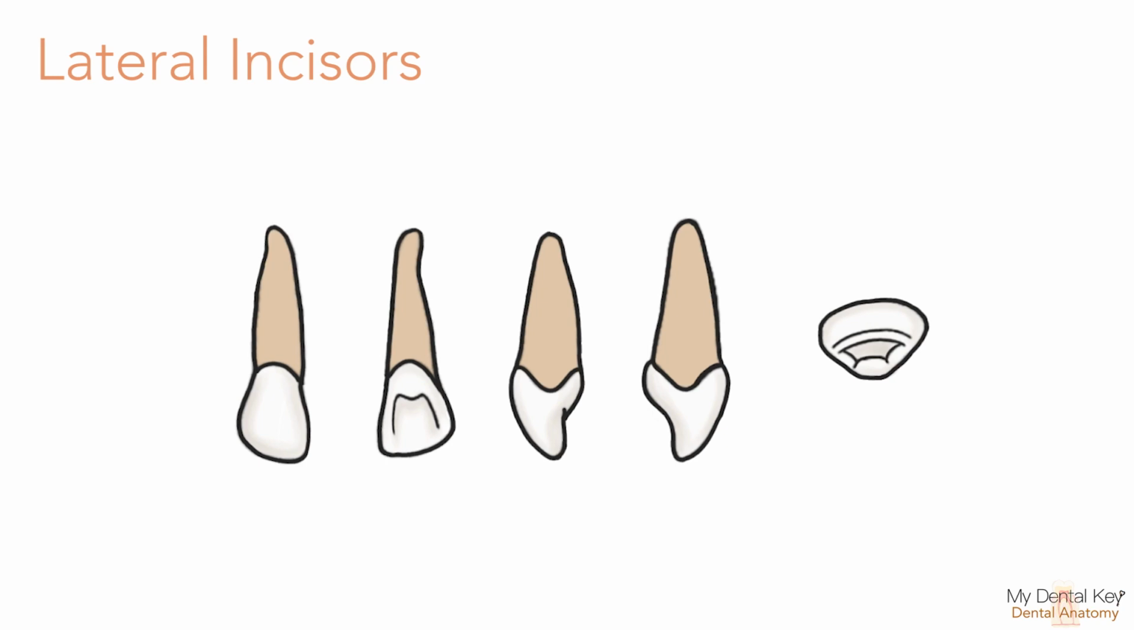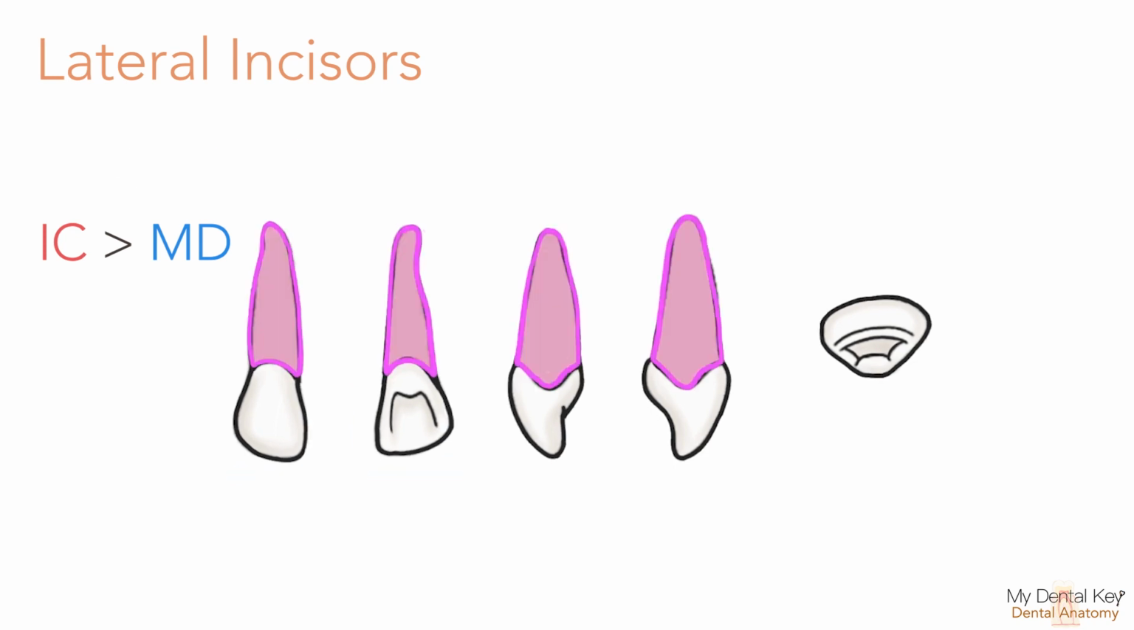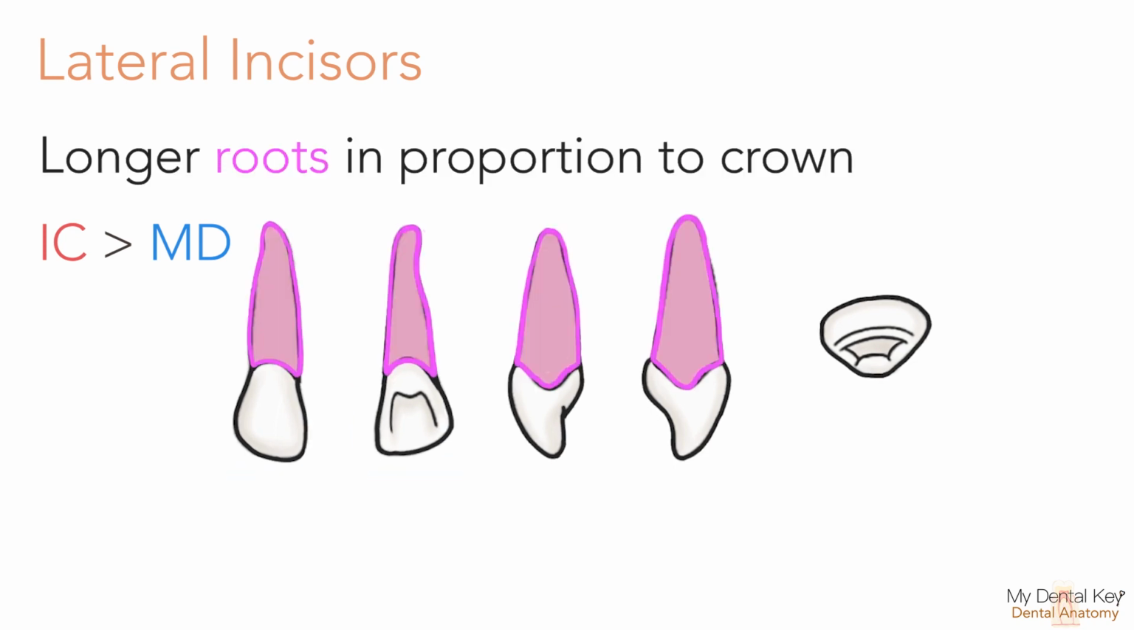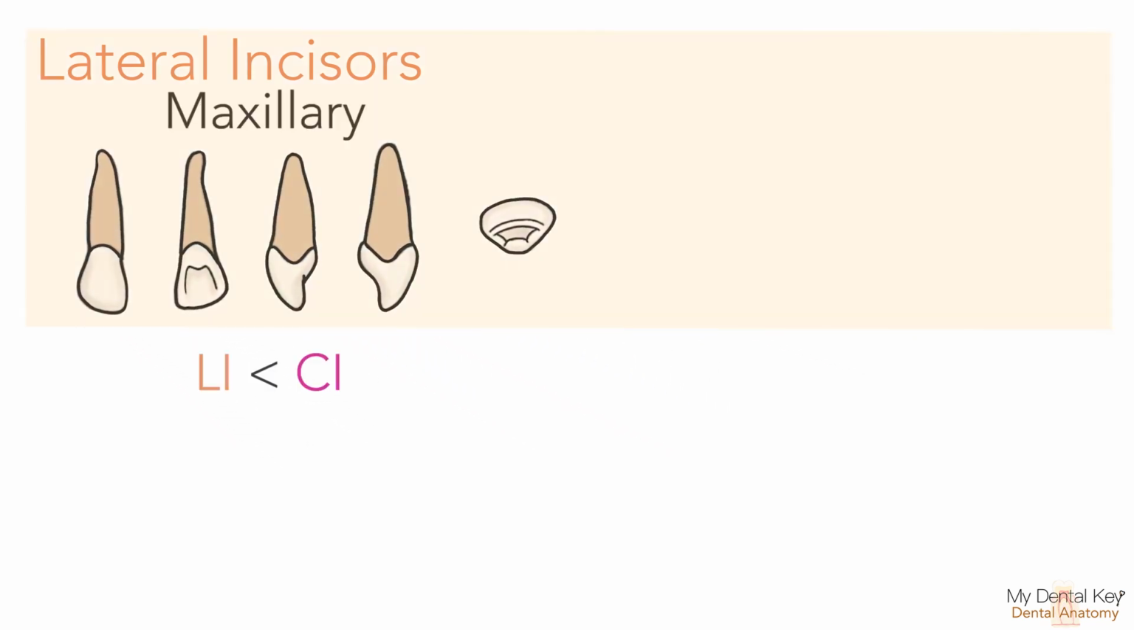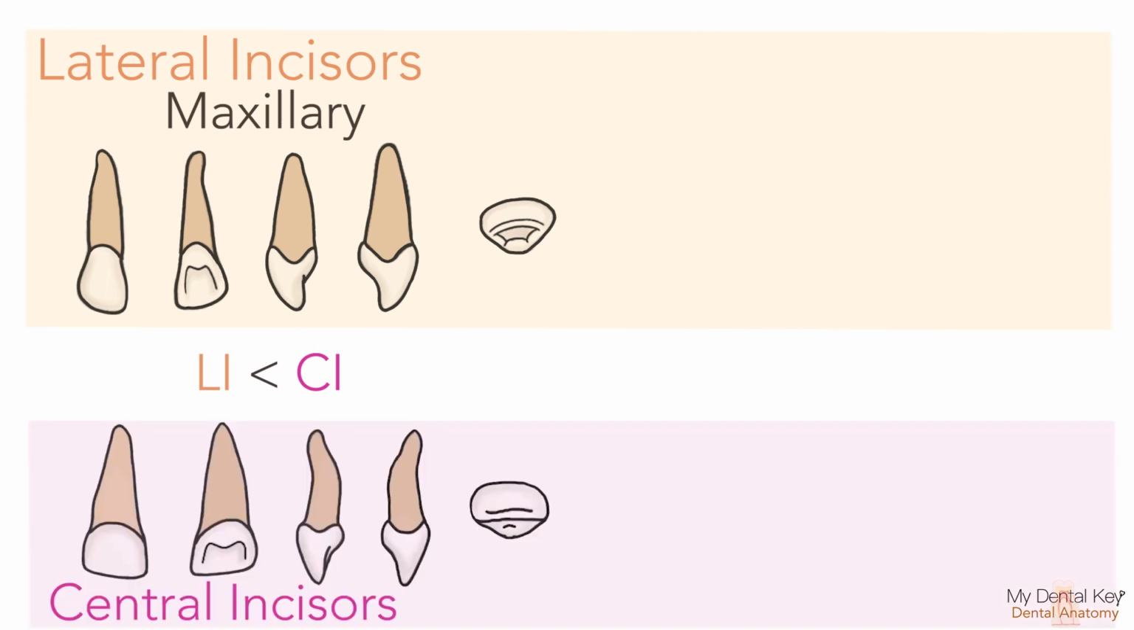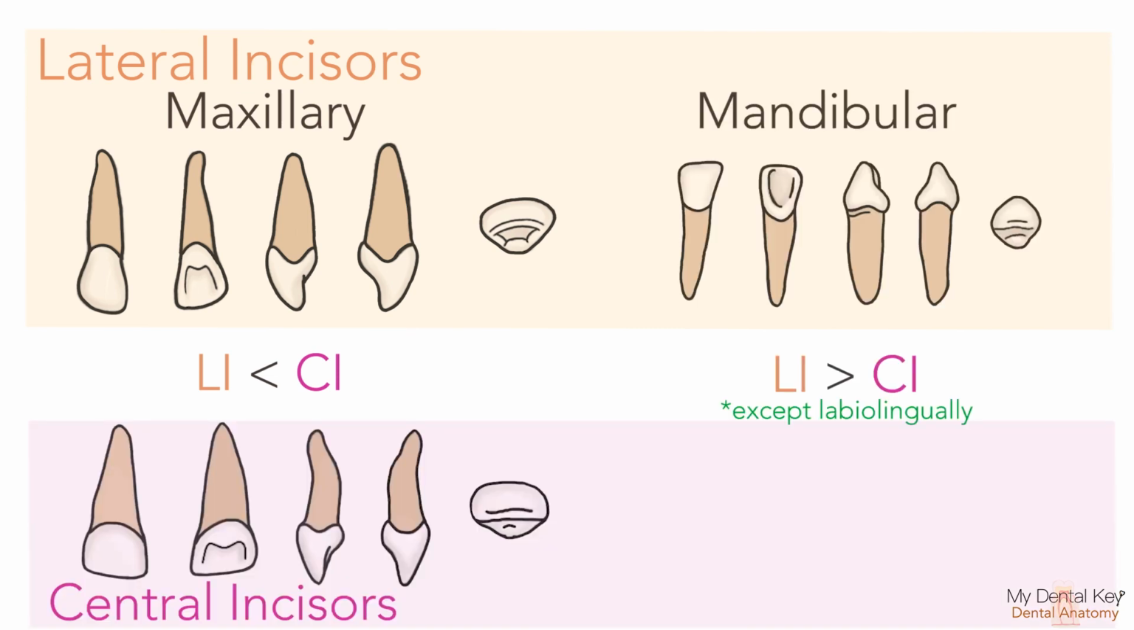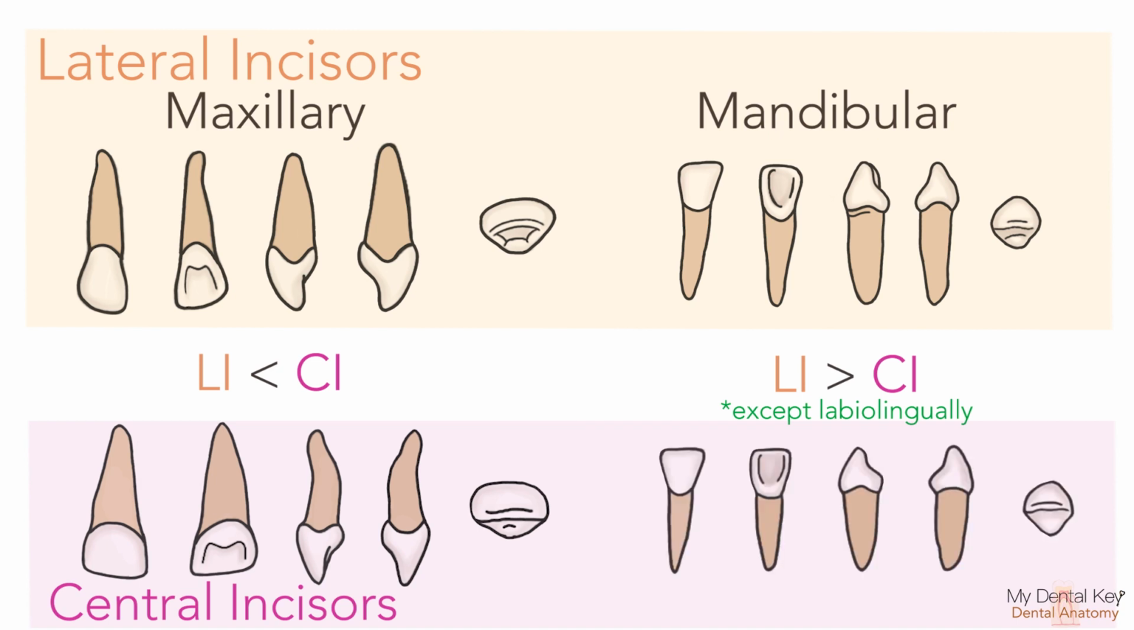In contrast to the central incisors, the lateral incisors have cervicoincisal lengths that are actually greater than the mesiodistal widths. Their roots are longer in proportion to their crowns. However, maxillary lateral incisor crowns have smaller dimensions than the maxillary central incisors, while the mandibular lateral incisors are larger in all dimensions except labiolingually compared to their central incisor counterparts.